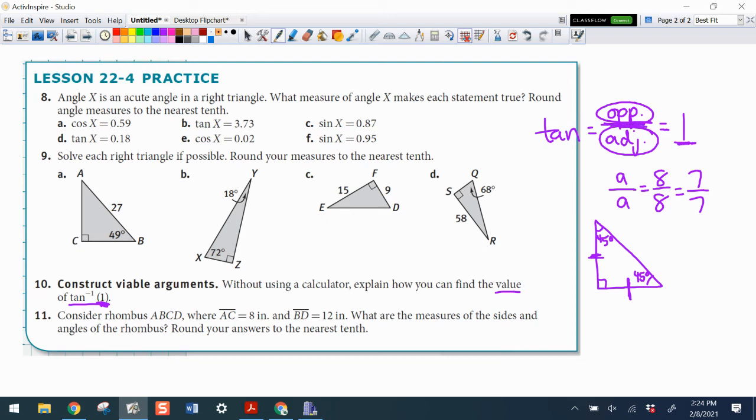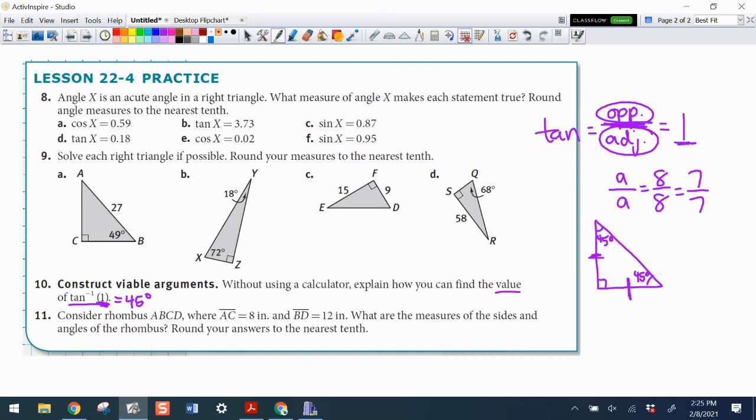And what type of triangle has two legs that are equal? It's the 45, 45, 90 special right triangle. So what is the value of the tangent inverse of 1? It's 45 degrees, because tangent of 1 is where the opposite leg and the adjacent leg are congruent, and the only instance that is true is when we have a 45, 45, 90 triangle.